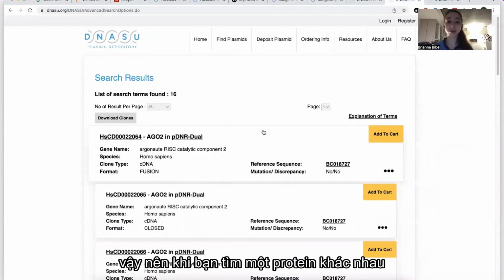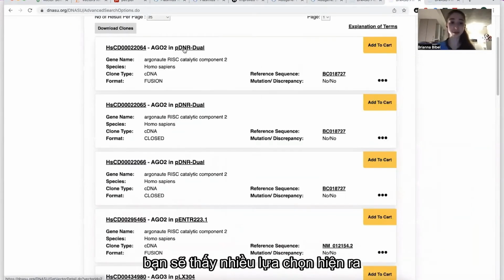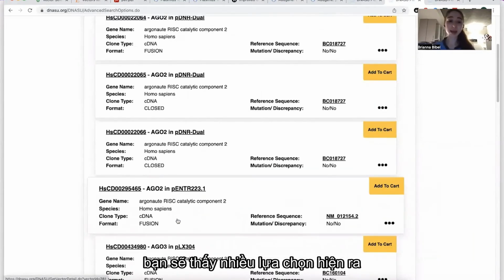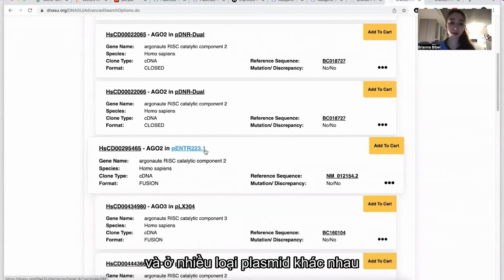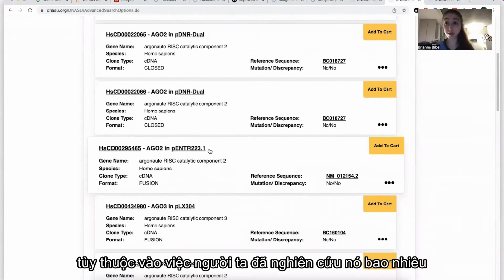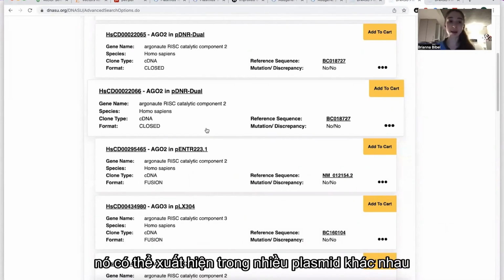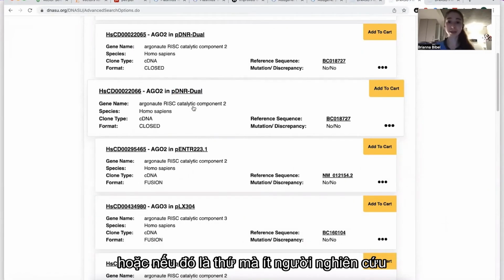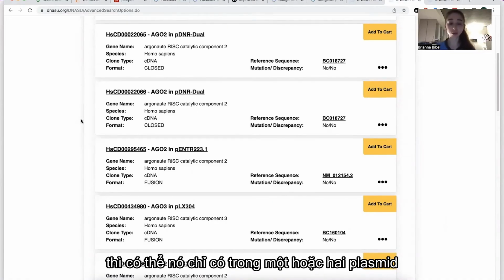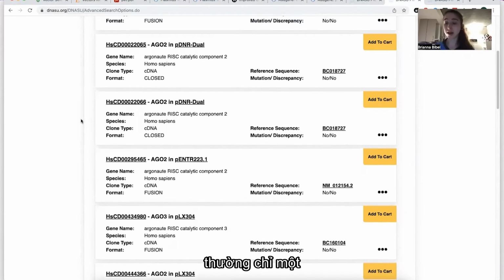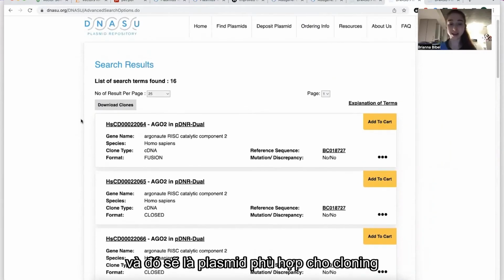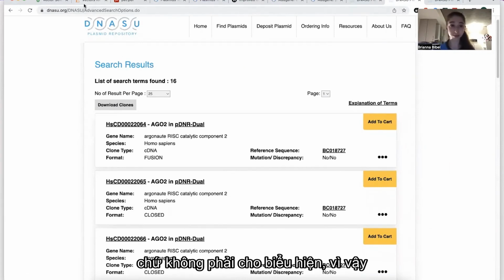And so you'll see when you search for a different protein, you'll see a bunch of different things come up in various different plasmids, depending on how much people have studied this thing. They might have it in a lot of different plasmids, or if it's something that people haven't studied very much, then it's likely to be in just one or two plasmids, often just one. And it's just going to be a plasmid that's good for cloning and not for expression.